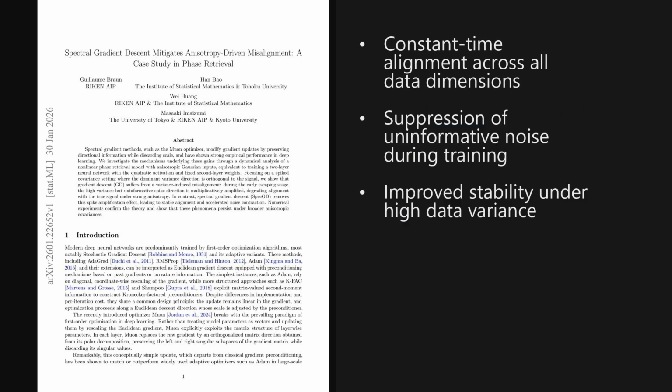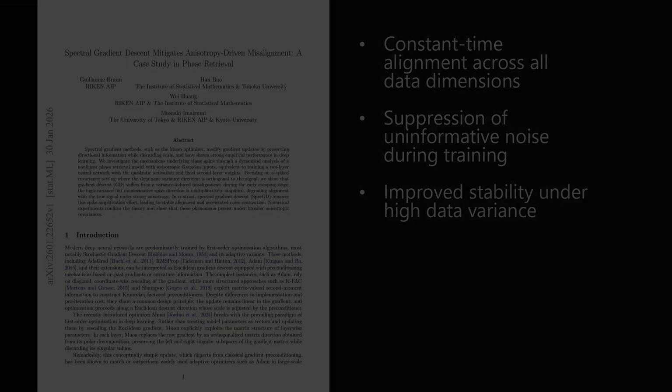I'm Alex. Today we're looking at a paper trending on X, published on January 30th, 2026, about a week ago. It explains the mechanics behind the Muon optimizer, showing how spectral gradient descent prevents uninformative, high-variance noise from overpowering the signal during training. The paper is titled, Spectral Gradient Descent Mitigates Anisotropy-Driven Misalignment, a case study in phase retrieval. And as we'll see later, the difference in convergence speed compared to standard methods is really impressive.